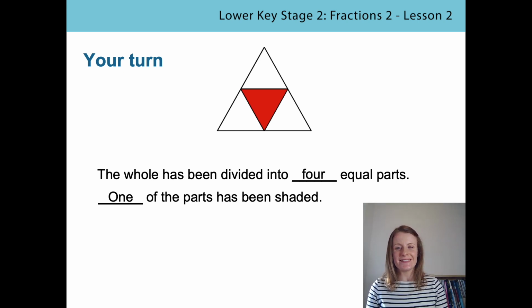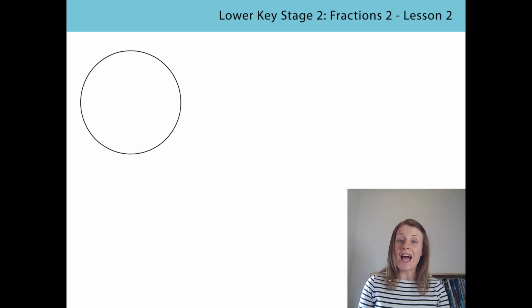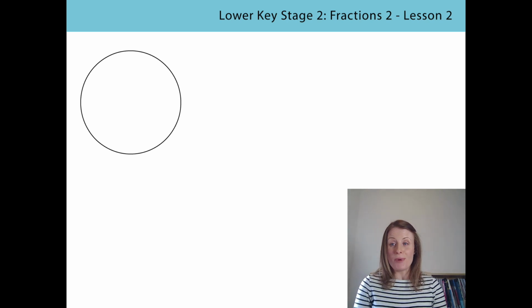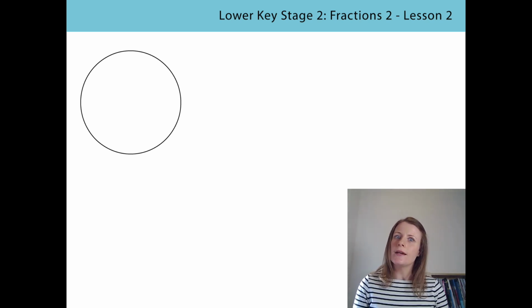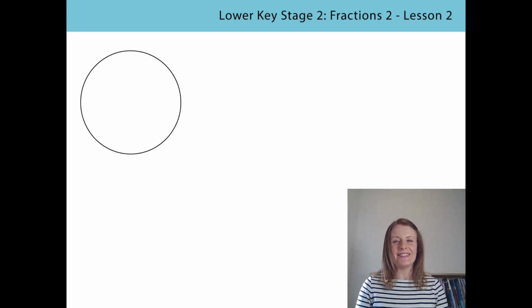Well done. We're now moving on to look at how you can write this. I said you needed a pencil and a piece of paper or something to jot down. This is where we're going to start jotting. Can you see that shape? I'm going to have to ask you, can you remember its name? Yes, it's a circle. Well done.